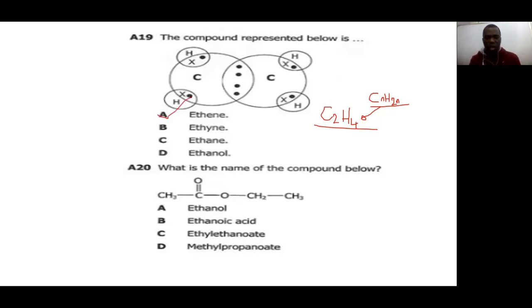Someone might be wondering, why not ethanol? Ethanol always has an OH somewhere. Why not ethane? Ethane should have conformed to the general formula CnH2n+2. So unless we had 6 at the end, it would have been an ethane. So the best answer in this case is A.